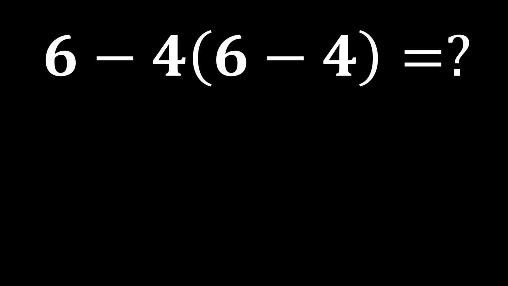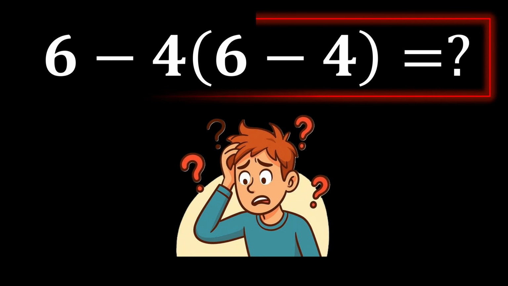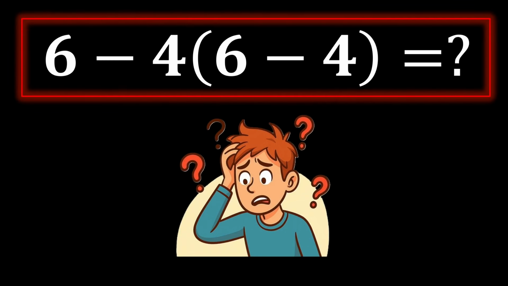Let's take a look at this math problem, which may seem simple at first, but actually confuses many people. The question is this: 6 minus 4 multiplied by 6 minus 4. Many people think they can start solving this problem just like that, and the mistake begins right there.